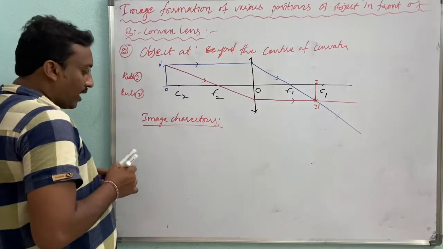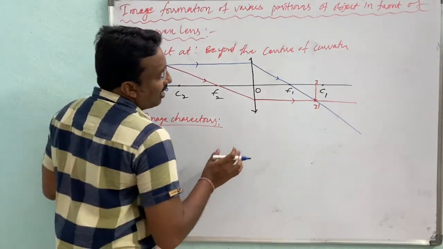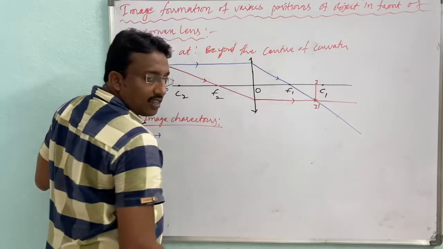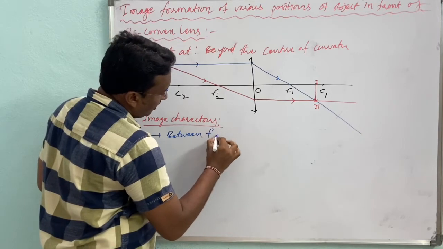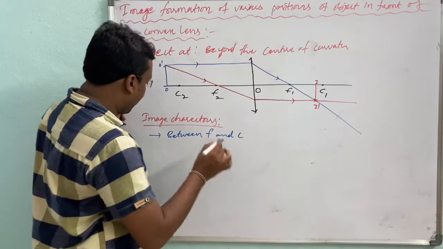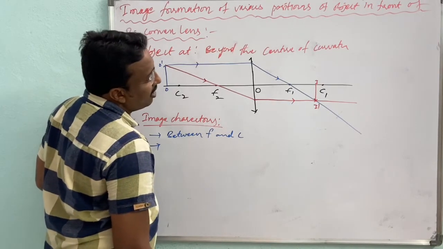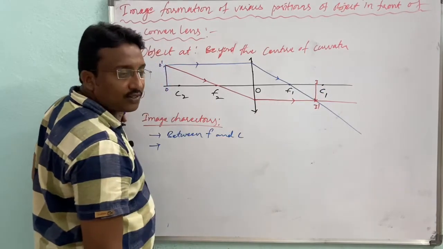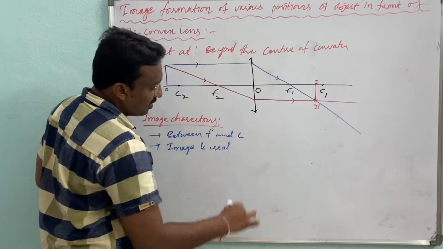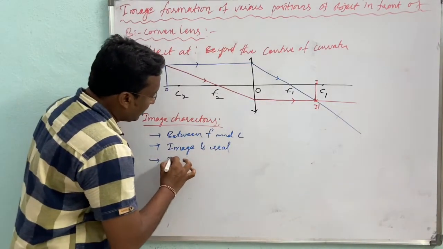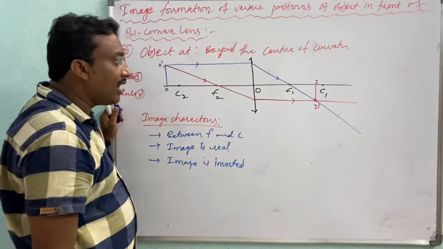What are the characteristics of the image? First, the location of the image: the image is formed between focus and center of curvature. So you have to write between F and C. Next, is the image real or virtual? It is a real image. Why? Because the image is formed by actual converging of two rays. So here we write the image is real, and the image is inverted.